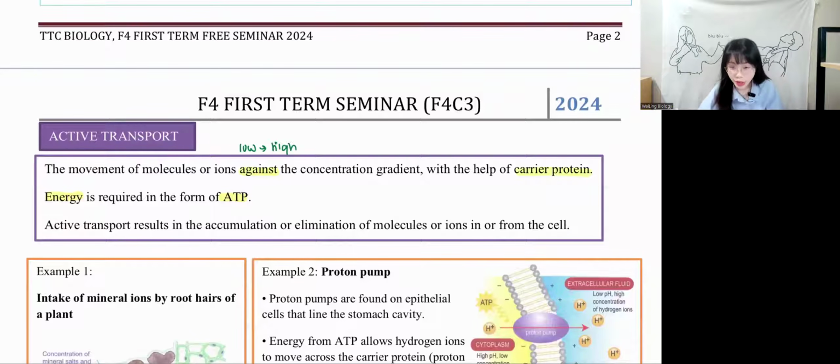So that means there will be no phospholipid bilayer, there will be no channel protein, only carrier protein. The purpose of doing this is to accumulate or to eliminate substances. Accumulate or eliminate means you want to store or you want to make sure that you remove it. It's called accumulation and elimination. We have 3 common examples that we use in active transport.